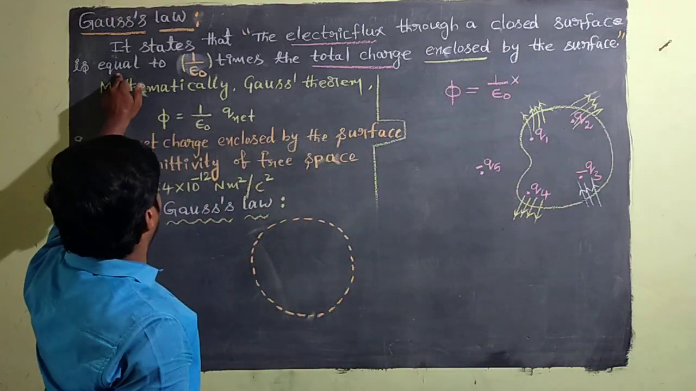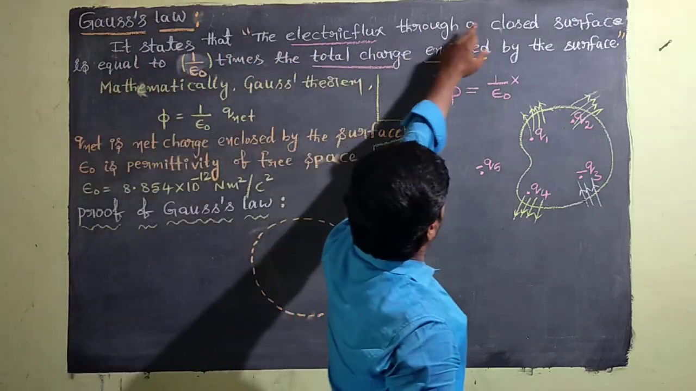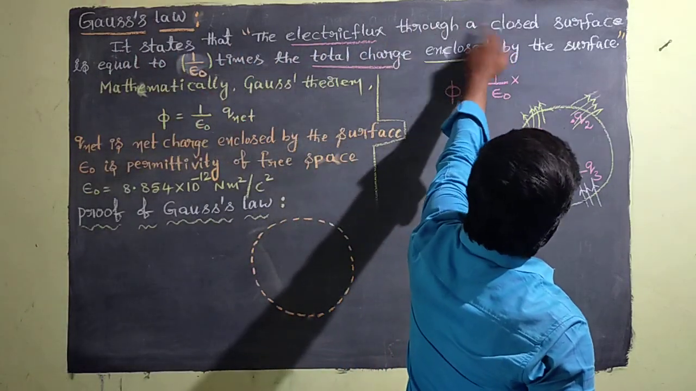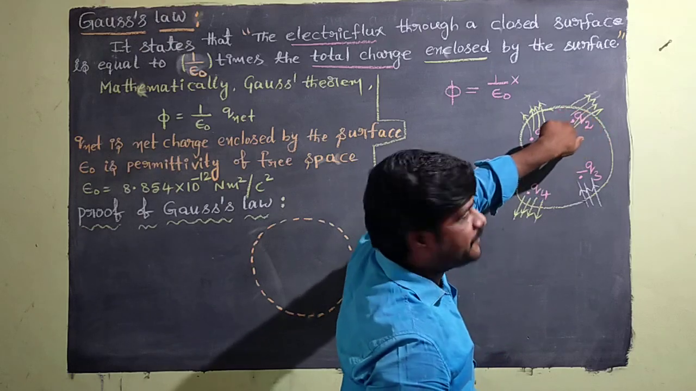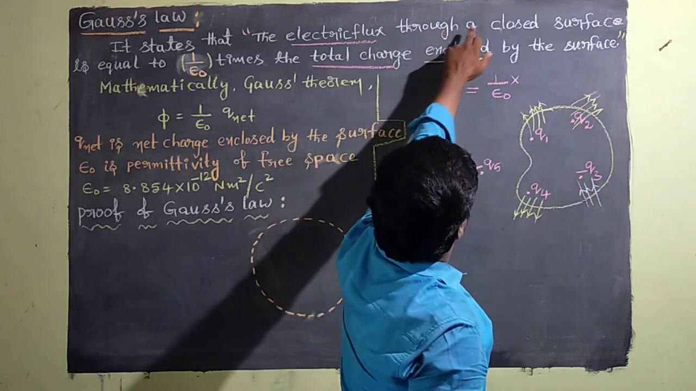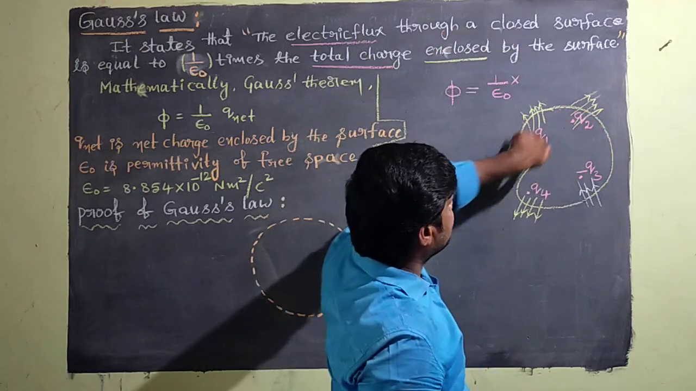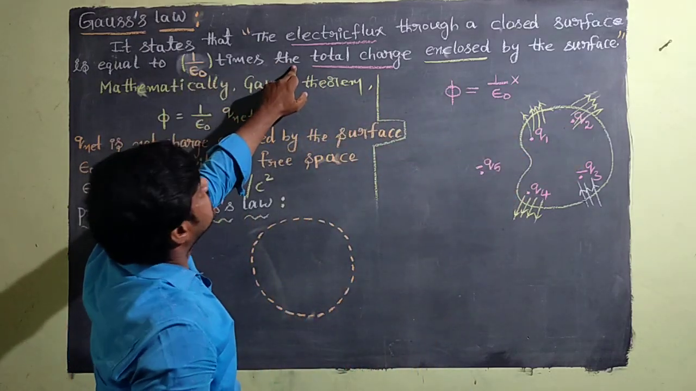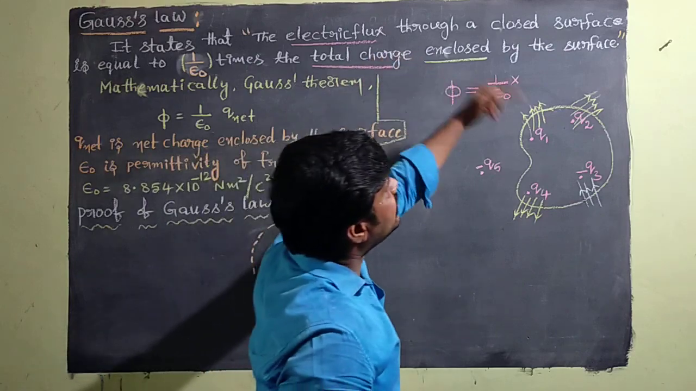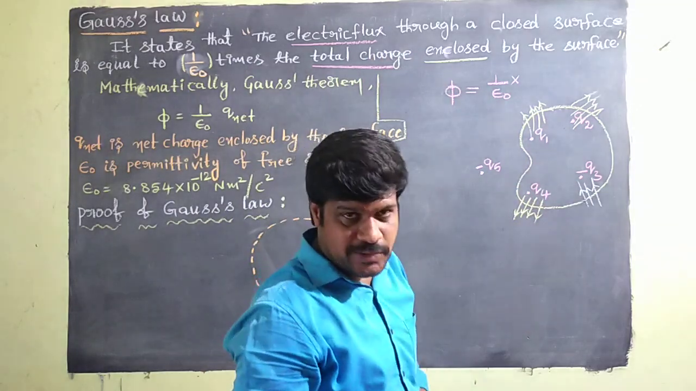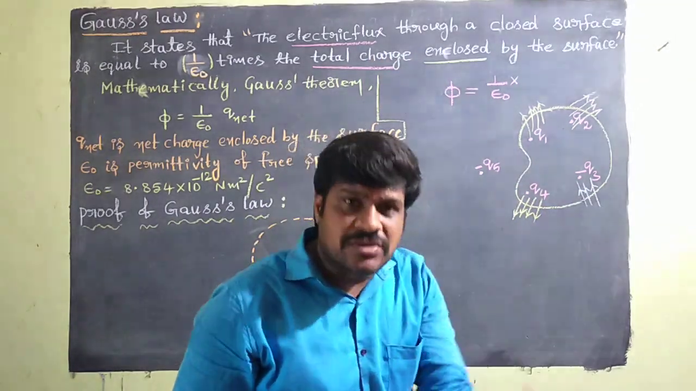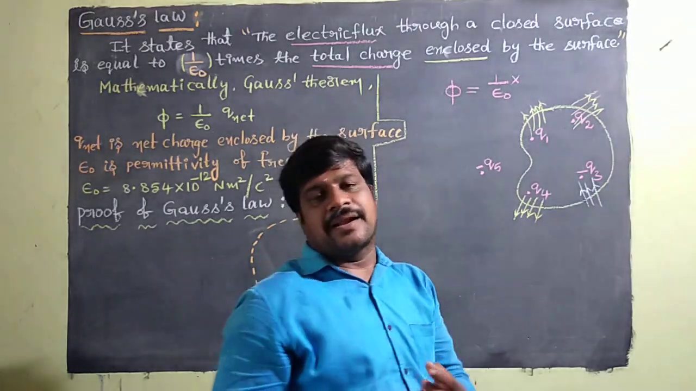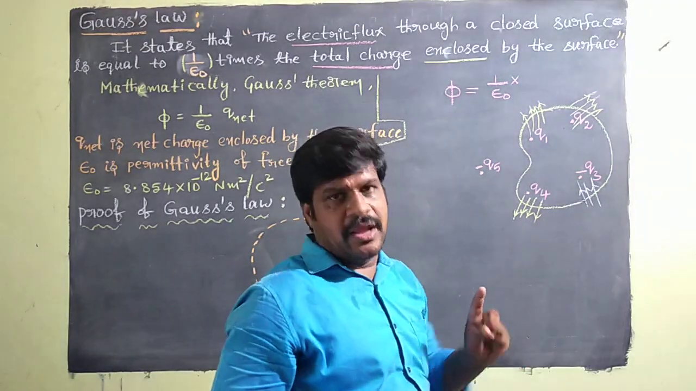The total electric flux through a closed surface, and this is a closed surface, is equal to 1 by epsilon naught times the total charge enclosed by the surface. Whatever closed surface there is, whatever charge is within the closed surface, that charge only we have to take.